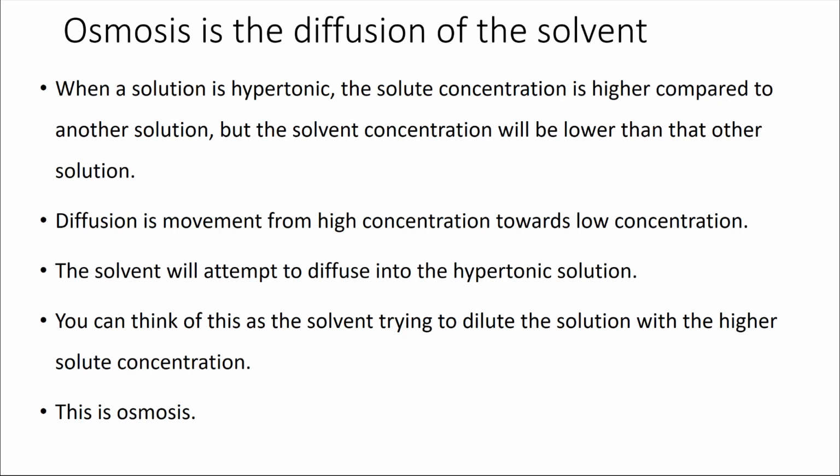When a solution is hypertonic, the solute concentration is higher compared to another solution, but the solvent concentration will be lower than that other solution. Diffusion is movement from high concentration towards low concentration, and so even though the solute will try to move out of a hypertonic solution, the solvent will attempt to diffuse into that hypertonic solution. You can think of this as the solvent trying to dilute the solution with the higher solute concentration, and this is osmosis. Osmosis is that diffusion of the solvent.